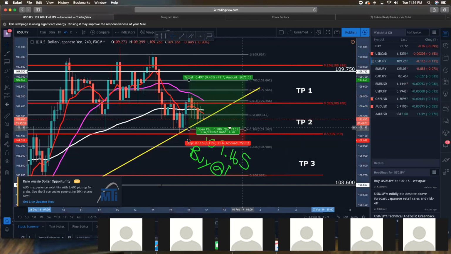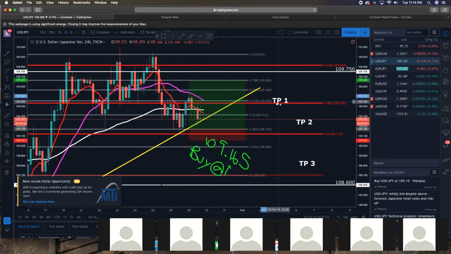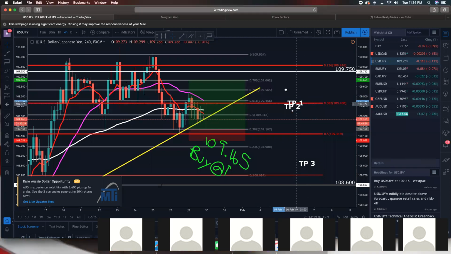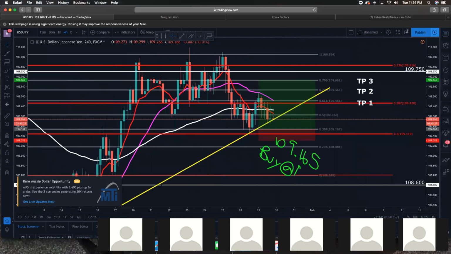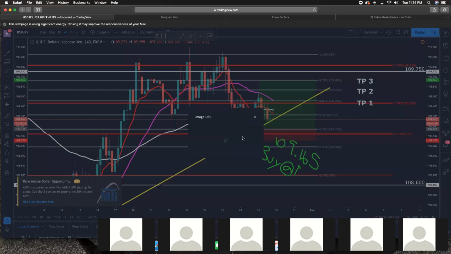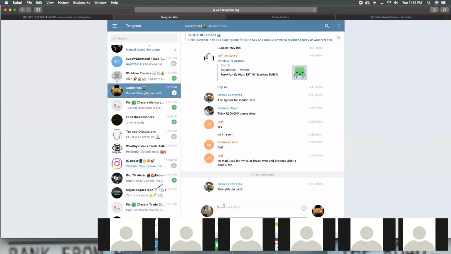So like I said, this is more or less what I would like to see. TP1, we put right here. TP2 is right here. And then this is TP3. So this is a trade setup that I would like to see for this pair. What I'm going to do is copy paste. I'm going to put this in my actual chart.